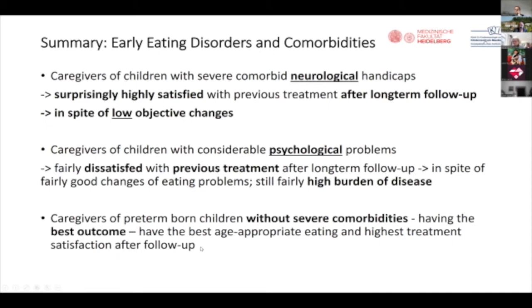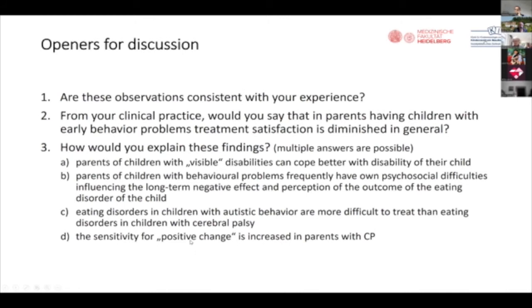So I would like to ask you for some openness for discussion. Are these observations consistent with your experiences? Or from your clinical experience, would you say that in parents having children with early behavioral problems, treatment satisfaction is diminished in general? And how would you explain these findings? For these questions, we've also got a short survey, which I think we should start, and while you are filling it in, you can think about your questions.